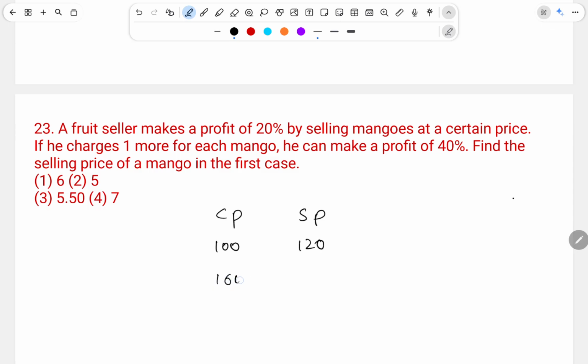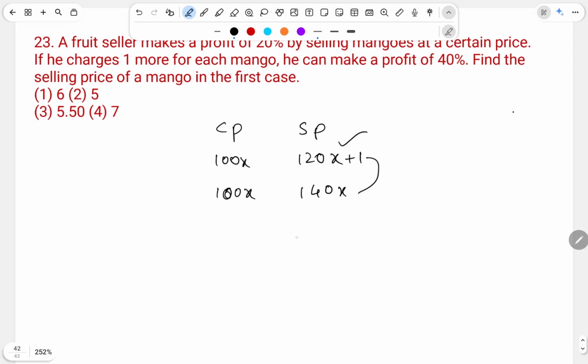Okay, this will be same 100. This will become 140. Let it be 100x, 120x, x and x. So what they are saying was, previous charge was 120, means on each. Then on each, now he is increasing 1. That's what he is saying. Then it will be equal. So 120x plus 1 is equal to 140. Then 20x is equal to 1. So x is equal to 1 by 20.